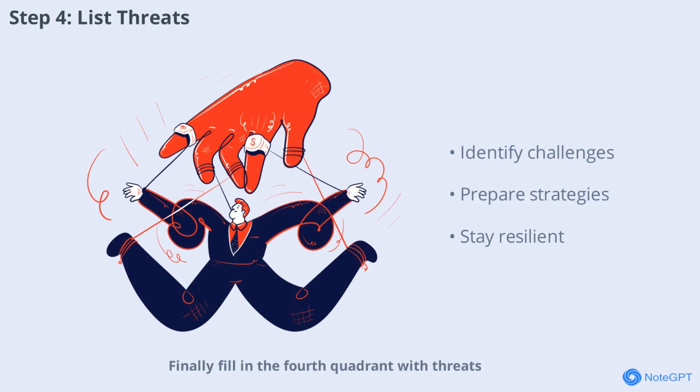Finally, fill in the fourth quadrant with threats. These are external challenges that could impact your success. Think about competitors, market changes, or regulatory issues. By listing threats, you can prepare strategies to minimize their impact and stay resilient in a changing environment.